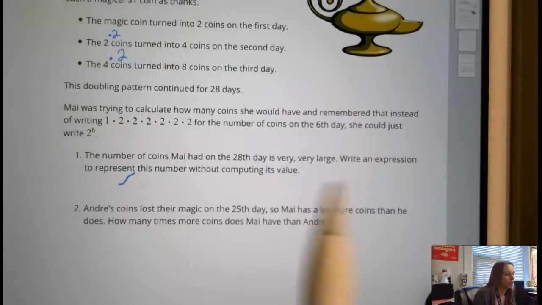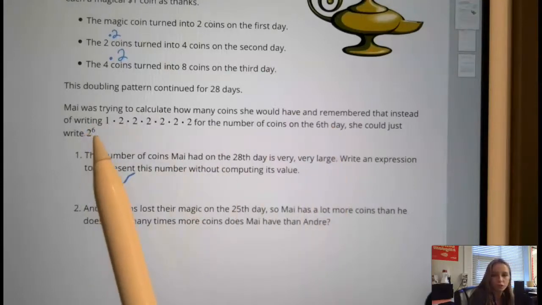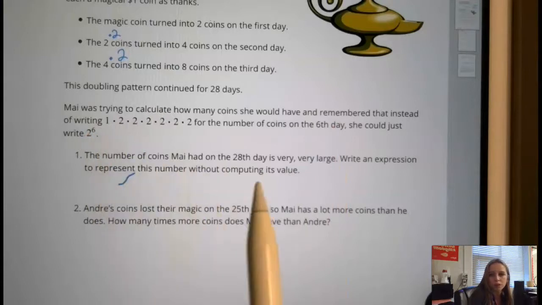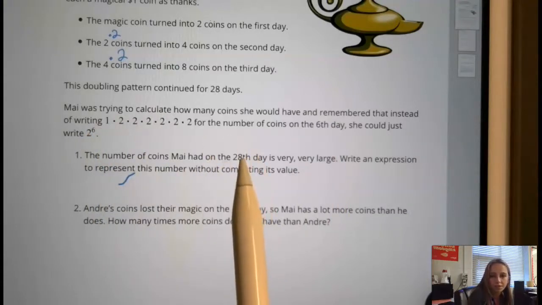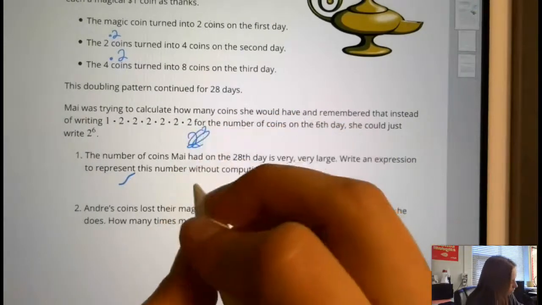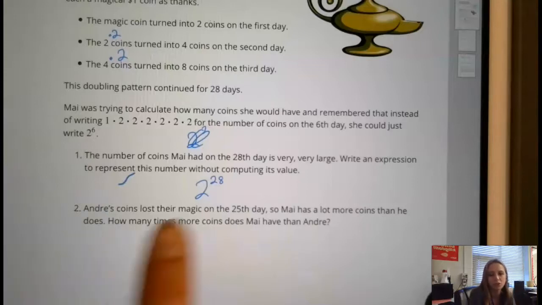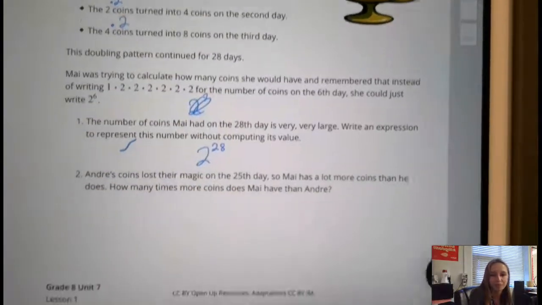Alright, so up here, to figure out what she had on the 6th day, she took 2 and put it to the 6th power. So if we want to figure out what she has on the 28th day, we could just take 2 and put it, I'm right in the wrong spot, 2 and put it to the 28th power. Alright, so same situation, just a different number. And we don't need to find the exact value, so we can just leave it right there.